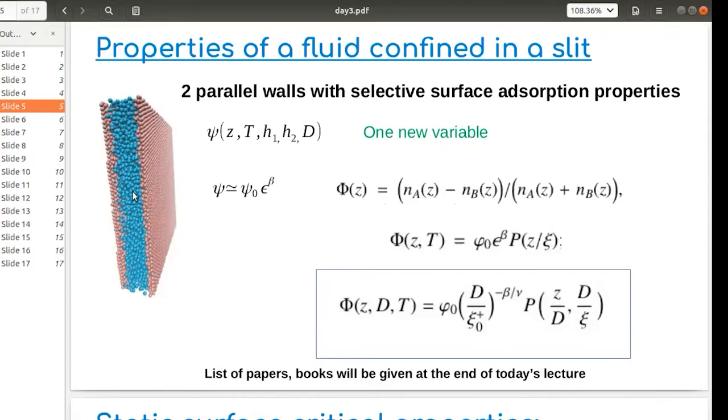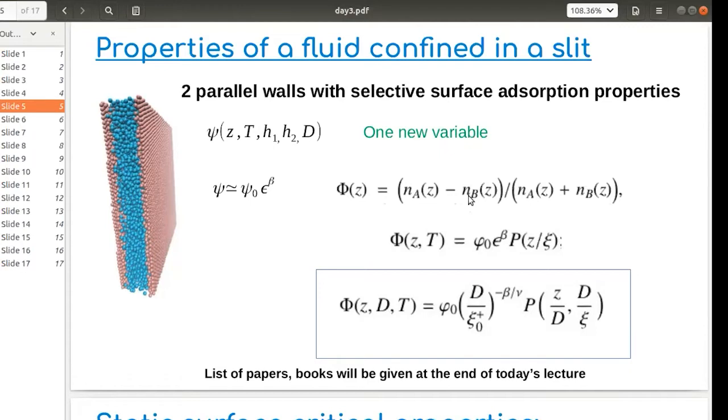So that's why I have to define a new order parameter now, which is a function of the distance from the wall, which is z. And one way to define it is as the local difference between the number of A and B components, made dimensionless by the total number. So what was the definition of the order parameter in bulk? It was simply capital NA minus capital NB, where capital N is the total number of A or B particles, right?